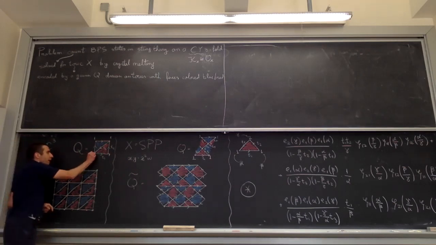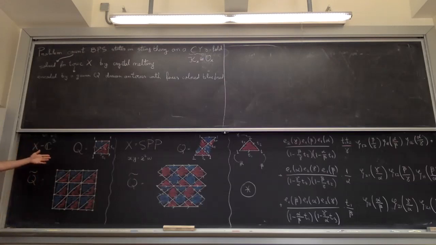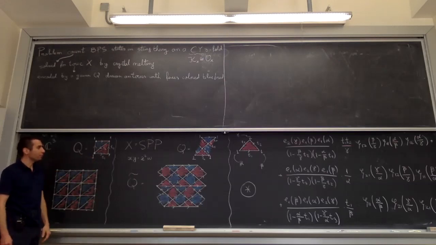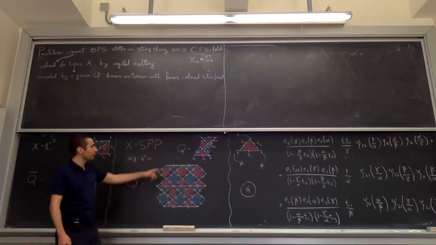The bulleted things here are the vertices of the quiver, but they're not drawn perfectly. This is actually a more interesting, much more difficult geometry. It's called the suspended pinch point. It's given by this equation in C4, and this is the quiver it corresponds to.